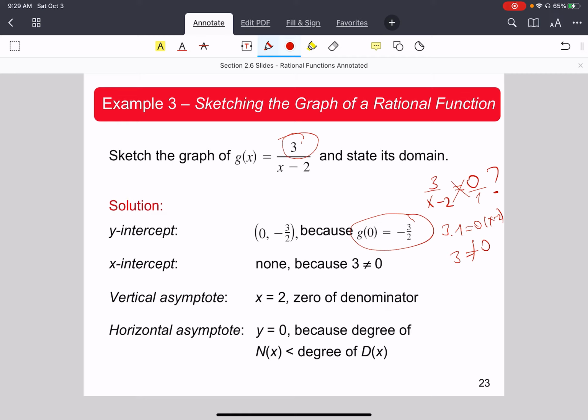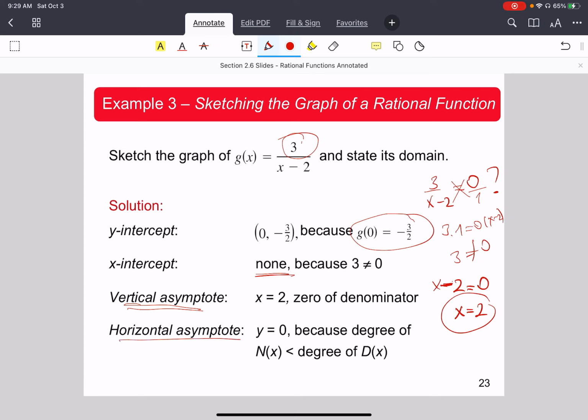For that reason, there's not going to be any x-intercept. So this rational is not going to pass through the x-axis. That's what it means. We're going to take a look at the vertical asymptote. Look at the bottom, make the bottom 0, so x minus 2 equals 0. Solve this for x, you get x equals 2. So that must be the vertical asymptote.